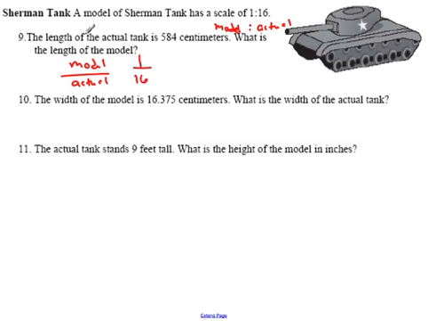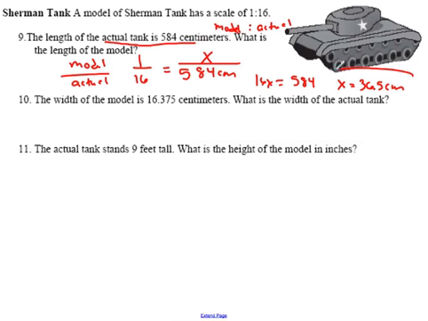It then says the length of the actual tank. It tells you the actual tank is going to be 584 centimeters. It says what is the length of the model, so the x goes on top because that's where the model is. When we cross multiply, we have 16x equals 584. When we divide by 16 on both sides, we just get 36.5 centimeters. So your model tank will have a length of 36.5 centimeters. In the next problem, we would calculate the width of the actual tank.